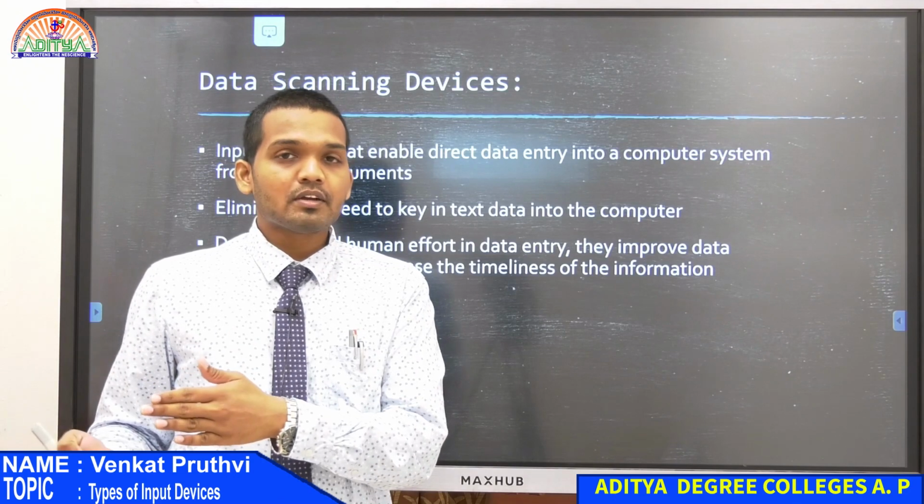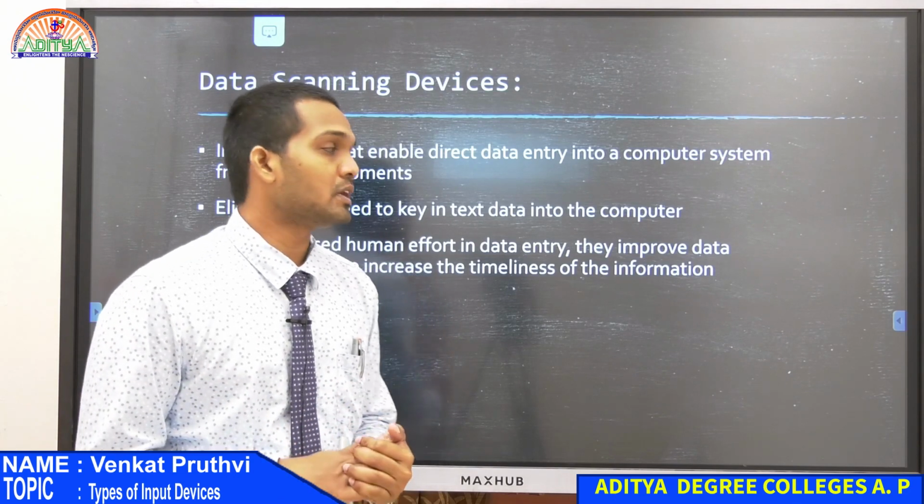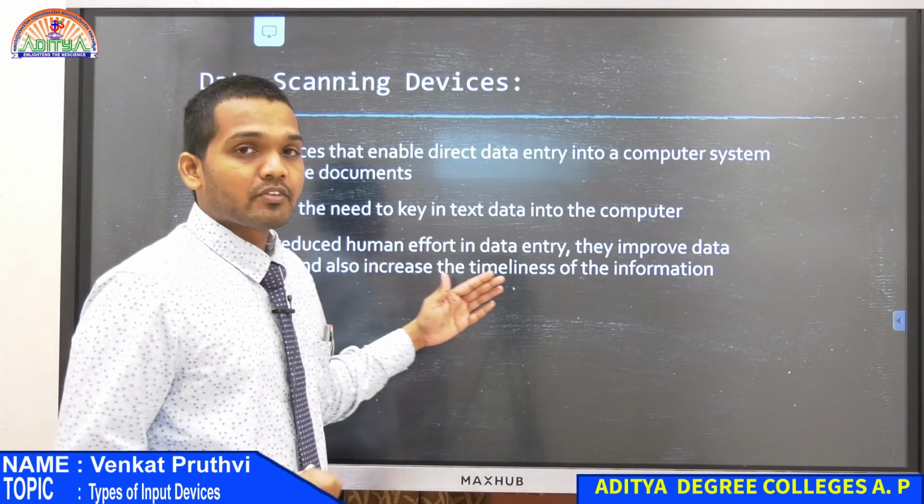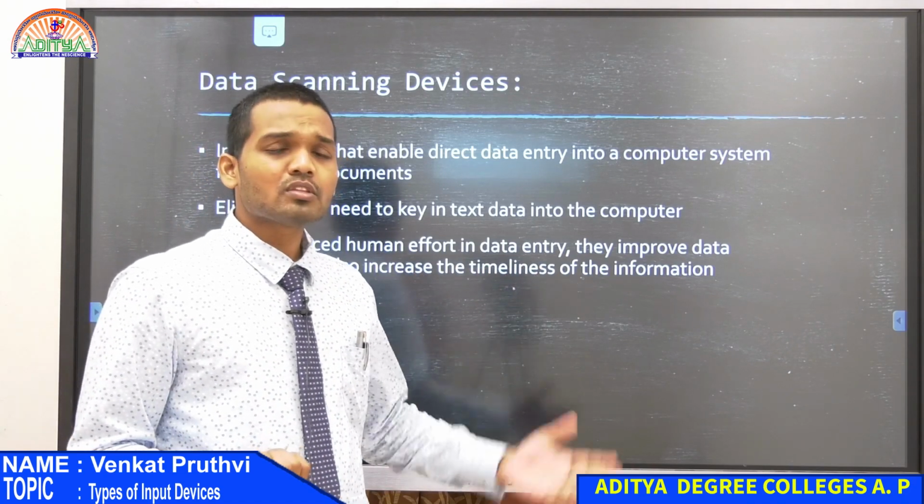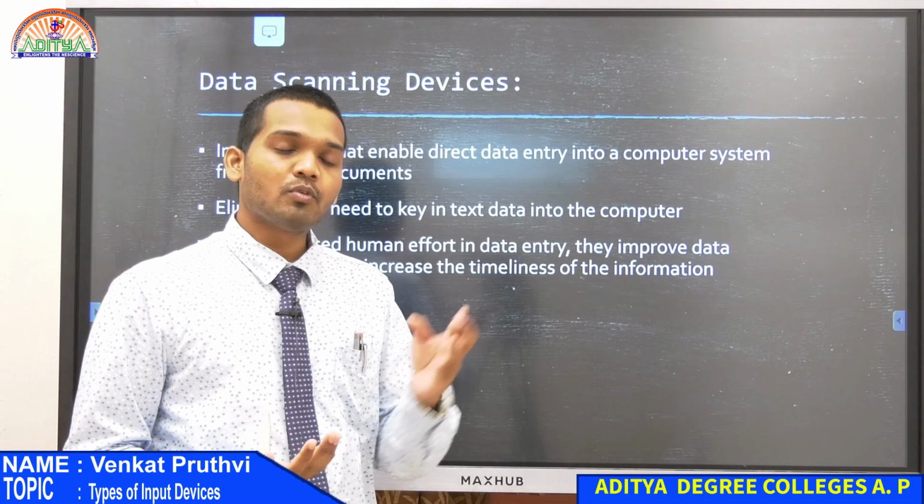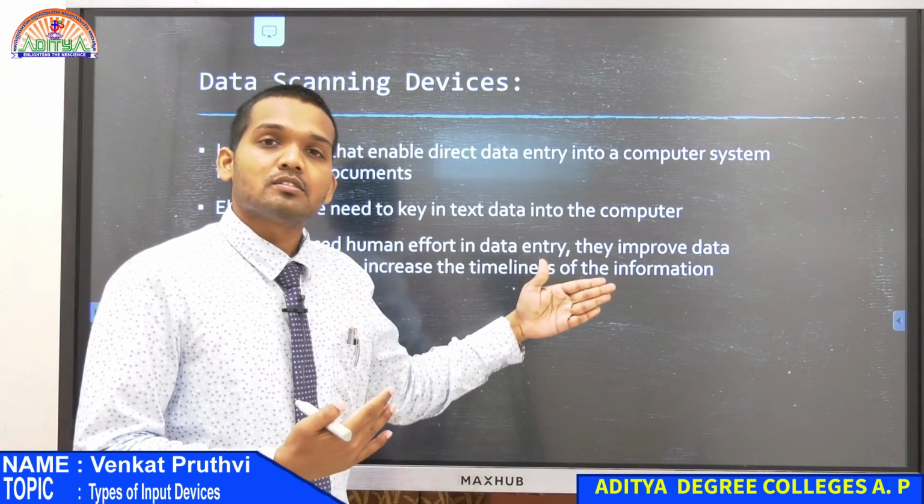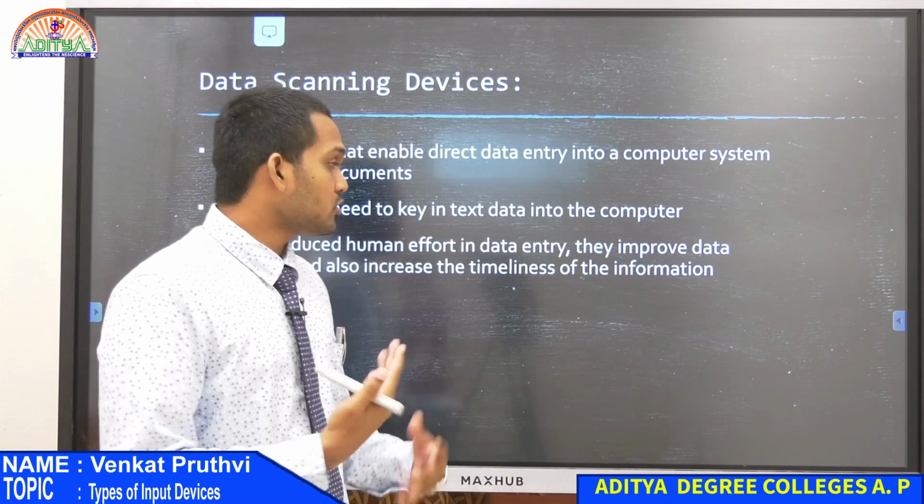If it is manual effort, then a human might take 2 to 3 minutes, but for the same text that needs to be entered into the computer, the scanner will take around 2 to 3 seconds. It all depends upon how much data you are scanning, and the scanners are that fast and so accurate.